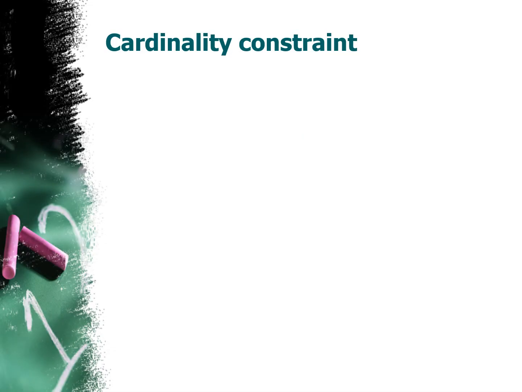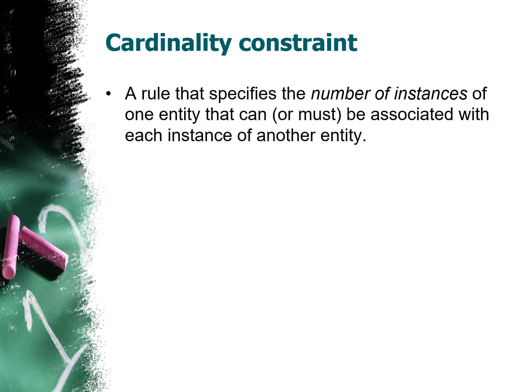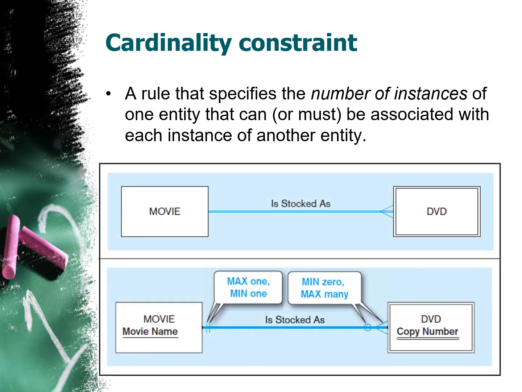Now talking about cardinality constraints. This is a rule that specifies the number of instances of one entity that can or must be associated with each instance of another entity. Let's take a look. If you have seen earlier, this is the slide that I have shown you, and the movie here is stacked as DVD.